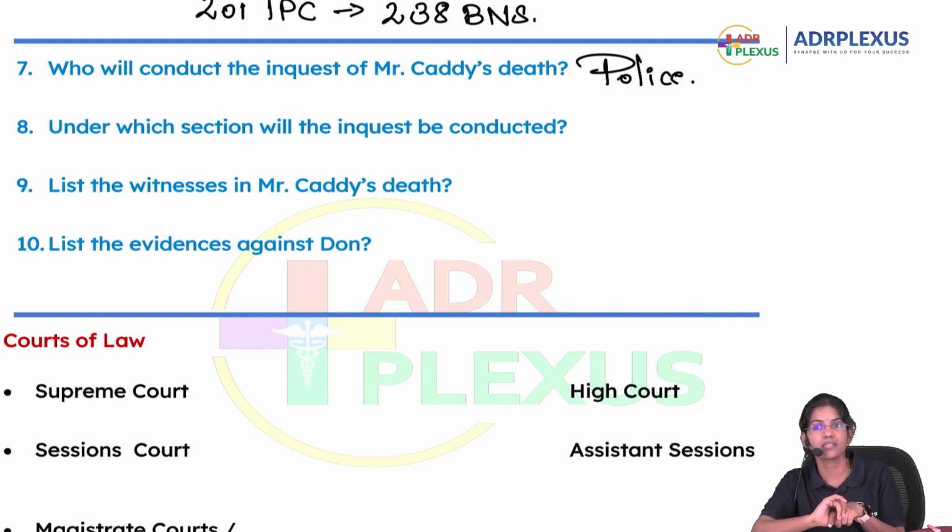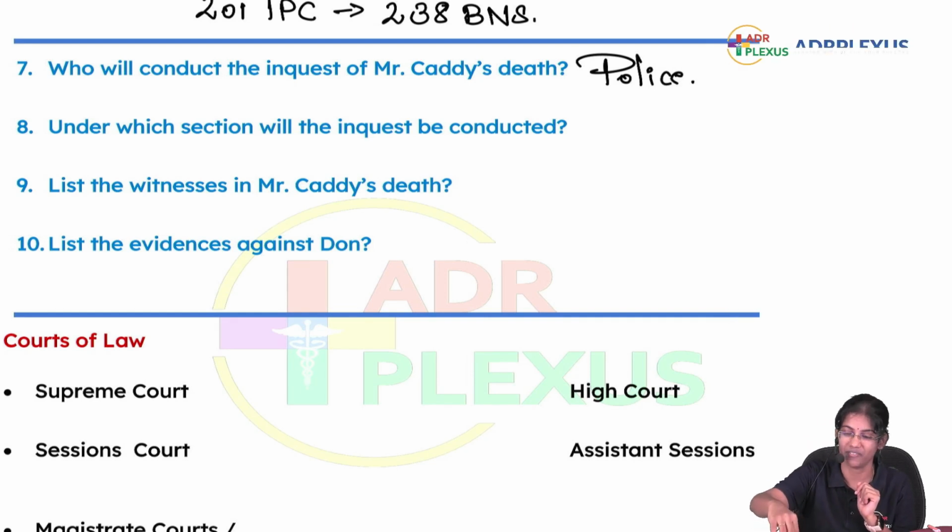Okay. A person who was on bail outside dies. Who will do the inquest? The person is on bail. Judicial magistrate only, because a person who is on bail is still in custody. Okay, very good.